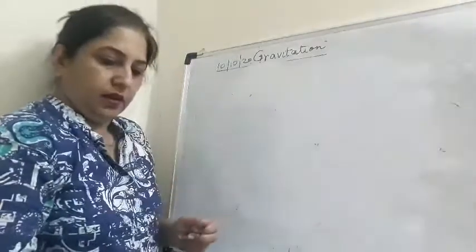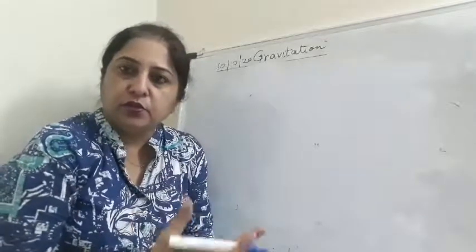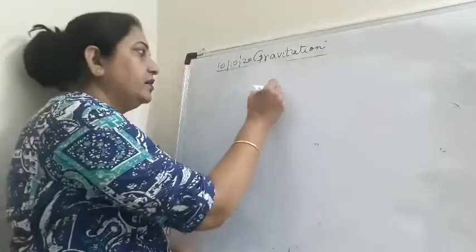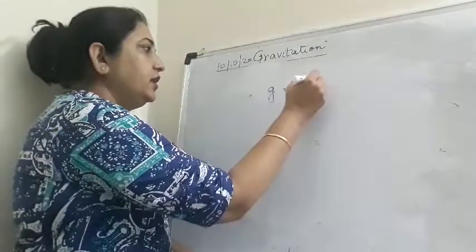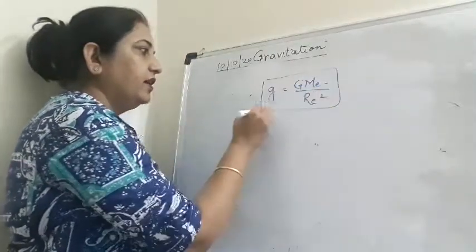Now, we also derived the formula for g. g is equal to GM_E upon R_E square. This was the formula we derived.